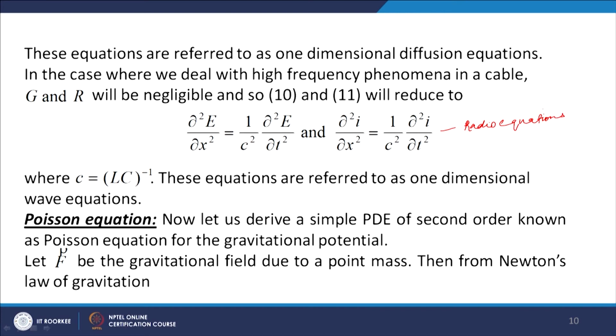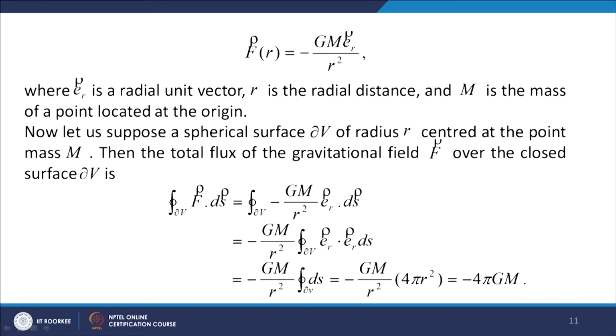Now, let us take one more example where we are considering the Poisson equation for the gravitational potential. So, let us derive a simple partial differential equation of second order known as Poisson equation for the gravitational potential. Let F be the gravitational field due to a point mass, then from Newton's law of gravitation, F is equal to minus GM er over r square, where er is a radial unit vector and r is the radial distance and m is the mass of a point located at the origin.